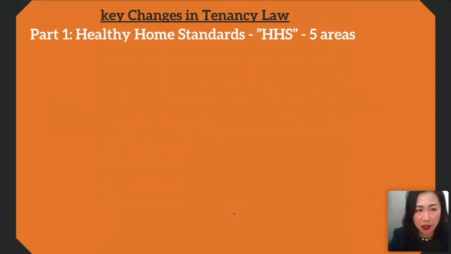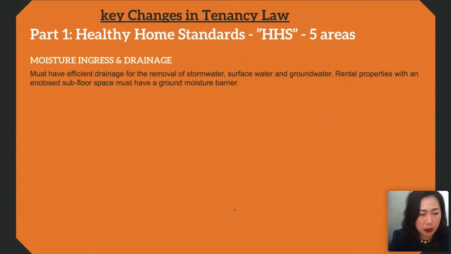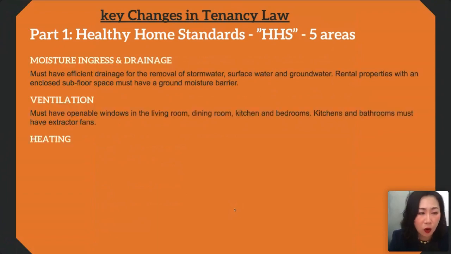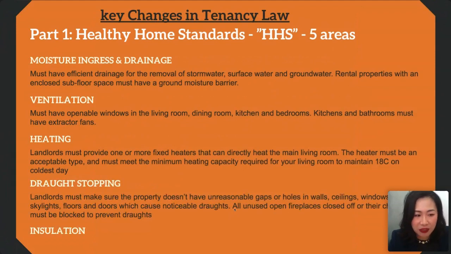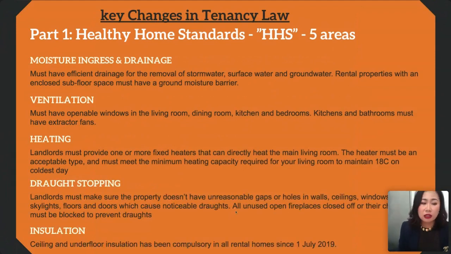Let's start with part 1, healthy home standards, HHS. There are 5 areas that fall into healthy home standards. Often you have heard people talking about 1 or 2 of them in particular. That is the heating and insulation. Now, insulation first. All rental properties must have ceiling and underfloor insulation installed already. That's from 1st of July 2019.